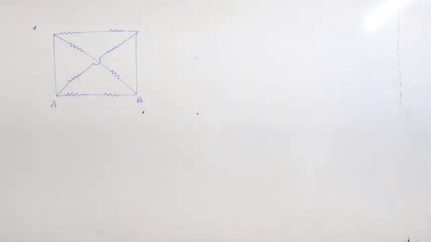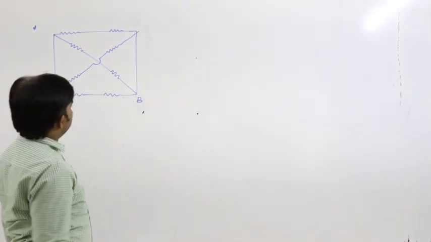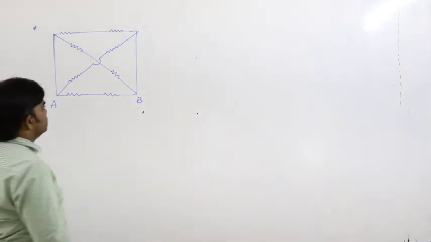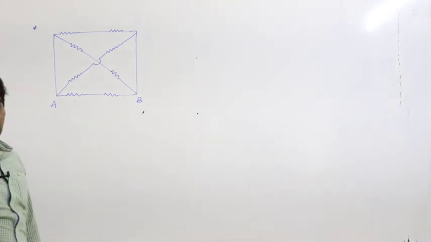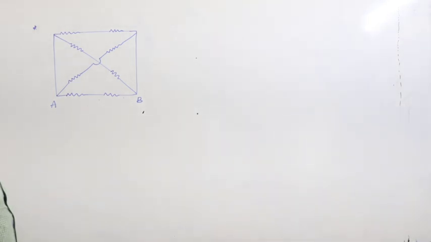So this is the circuit. Now we can find out the effective resistance between A and B. So that is important here.